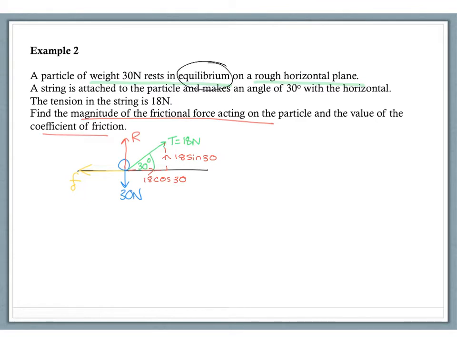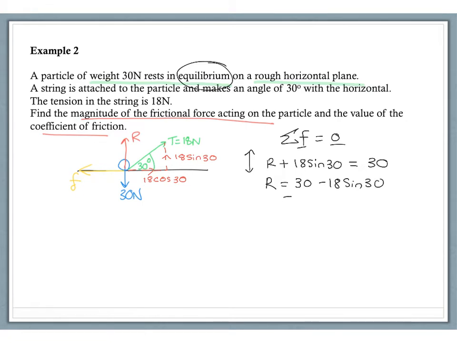Again, remember the particle's in equilibrium, which means resultant force is equal to 0. Forces are balanced. So let's look at the forces vertically. So upwards we have R plus 18 sin 30, both acting vertically upwards, and they must be balanced by 30 newtons, which is the weight. From here we can work out R, which is equal to 30 take away 18 sin 30, which gives us a normal reaction of 21 newtons.